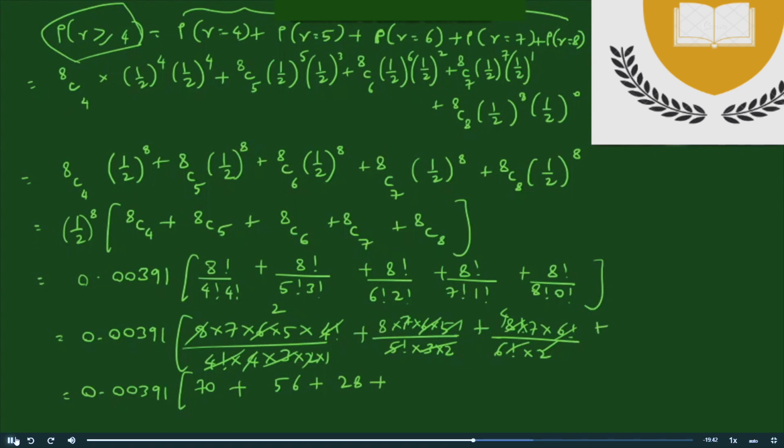28, plus we have completed up to 3. Now the fourth part is 8 into 7 factorial by 7 factorial. This is plus 8. And this is 1, since 0 factorial is 1, this is plus 1. So now this is equal to 0.00391 into, I need to add up all these values within the bracket, 70 plus 56 plus 28 plus 9. That gives me 163.